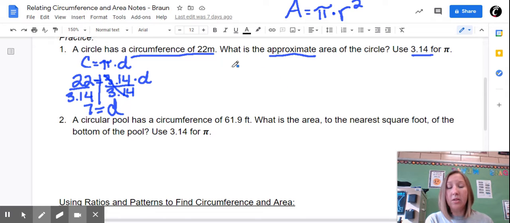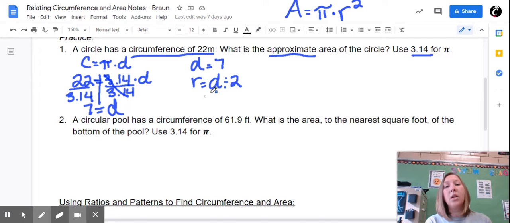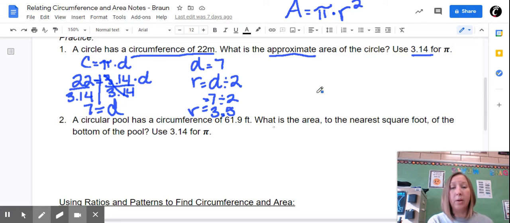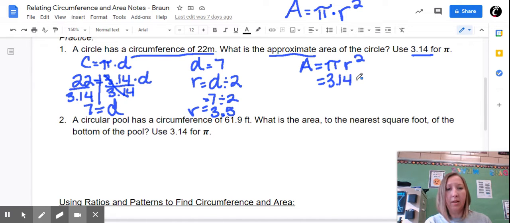Now, I can't use diameter directly in my area formula. So I want to convert my diameter, which is 7, to radius. And I know that radius is diameter divided by 2. It's half. So I just need to do 7 divided by 2, which gives me 3.5. So I'm going to use a radius of 3.5. Now that I know my radius, I can plug that into my area formula. Area equals pi r squared. And again, I'm using 3.14 for pi times 3.5 squared.